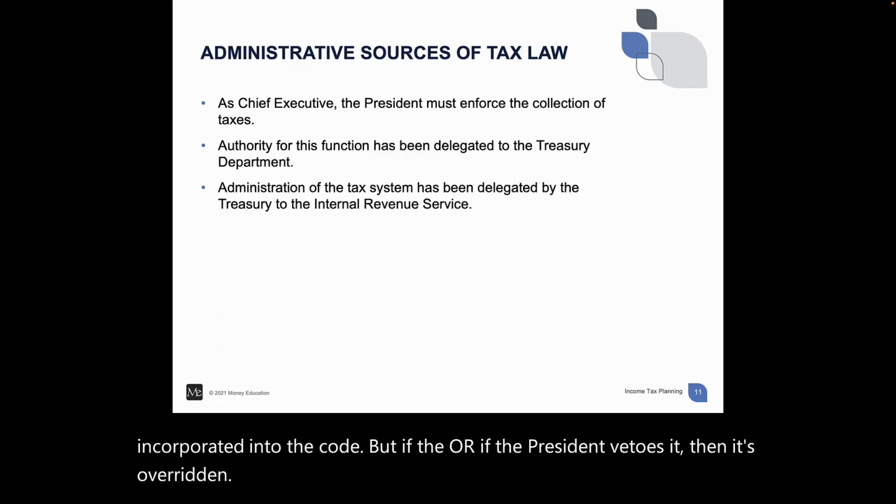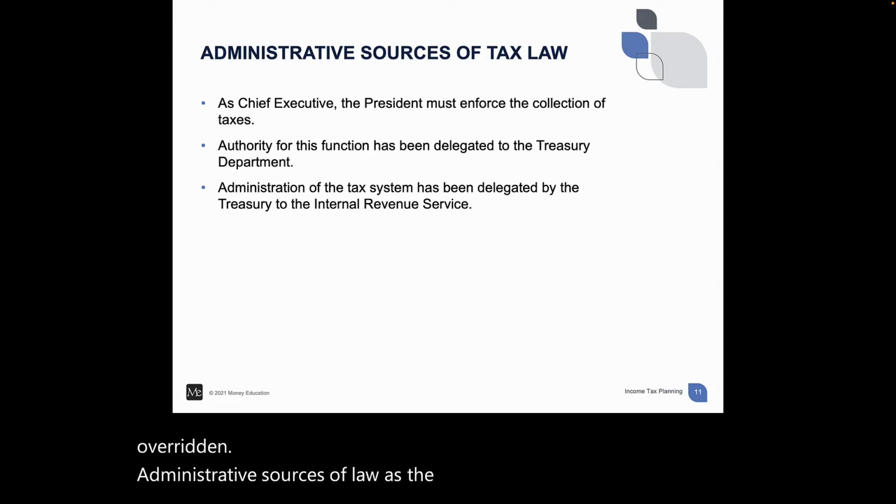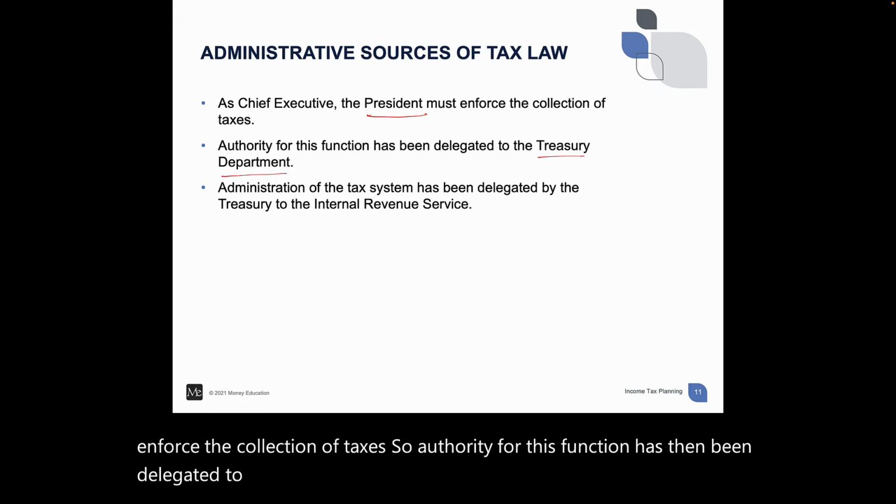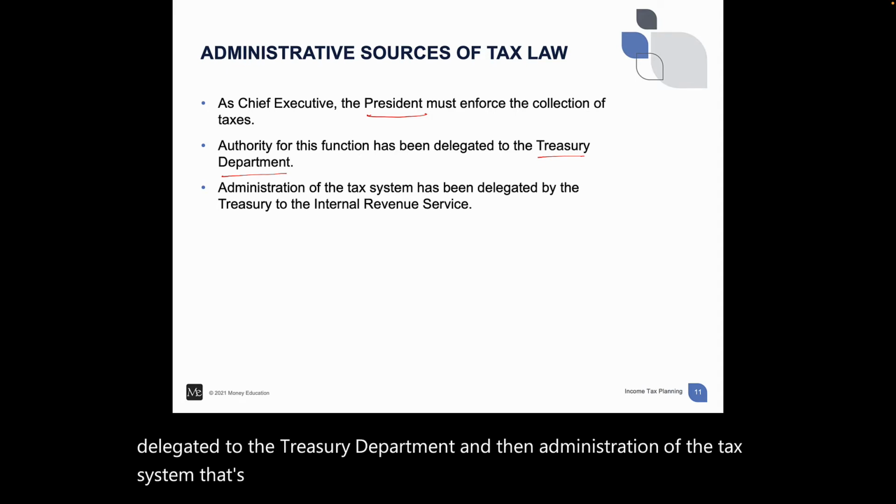Administrative sources of law. As the chief executive, the president must enforce the collection of taxes. Authority for this function has been delegated to the Treasury Department. And administration of the tax system has been delegated by the Treasury ultimately to the IRS, the Internal Revenue Service.